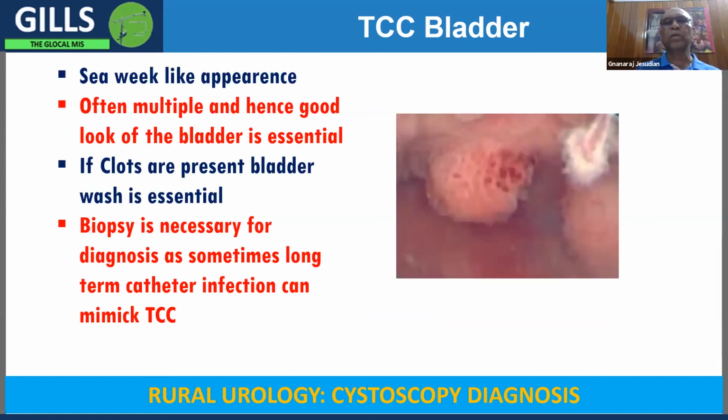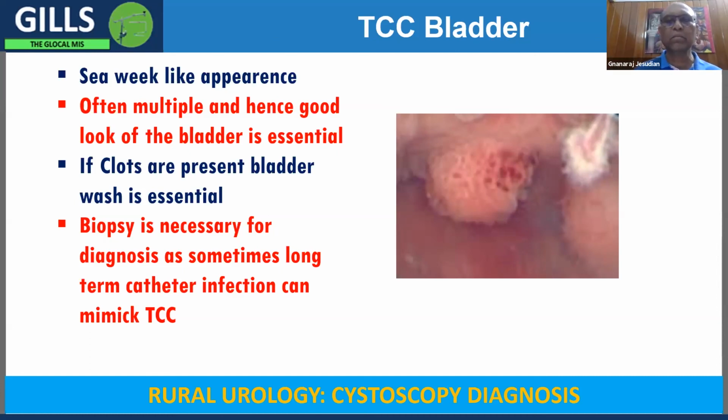But the most important reason for doing a scopy, especially if there is hematuria, blood in the urine, is to diagnose transitional cell carcinoma of the bladder. These present quite early because they bleed, and it's easy to identify blood in the urine. And as long as the cancer stays within the muscles, inside the mucosa, it has a very good prognosis.